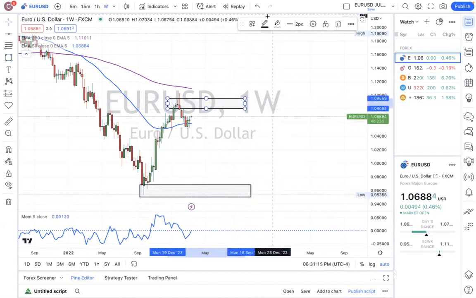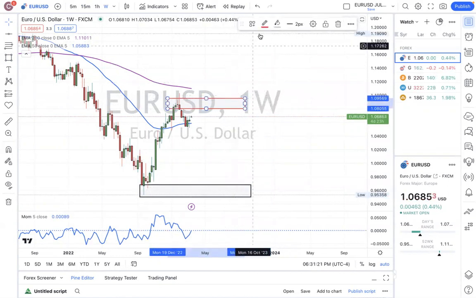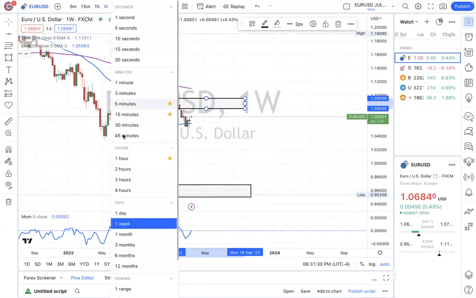Oh, actually, let me do this. Let me turn it red, and let me turn this blue. No, it's going to get confusing. I'll just keep it black. So I set up my support and resistance on the weekly. And then I'll do the same thing on the 4-hour.